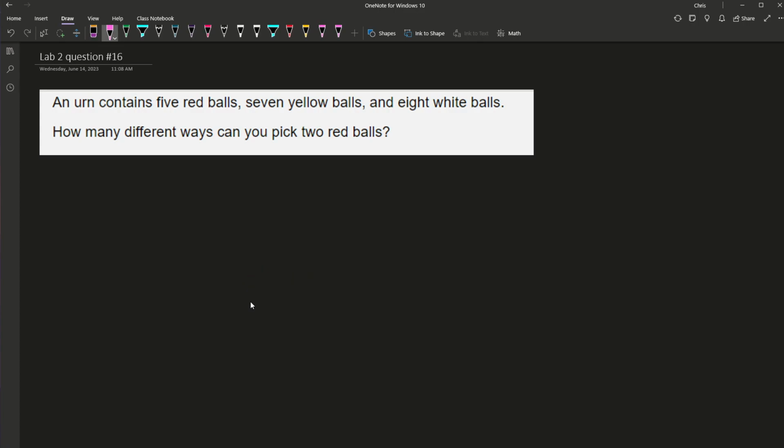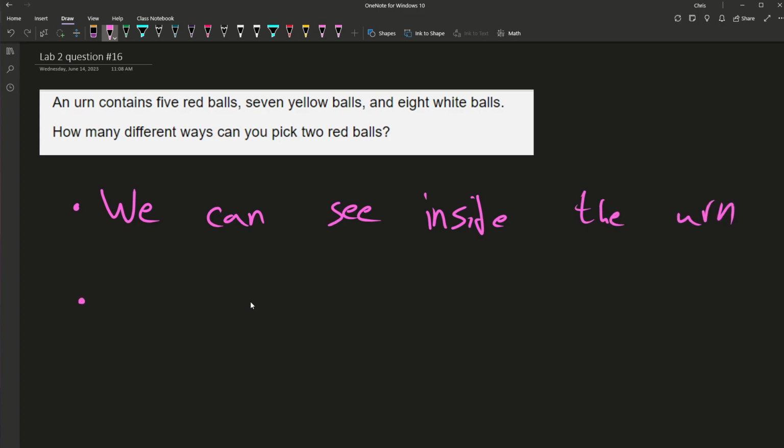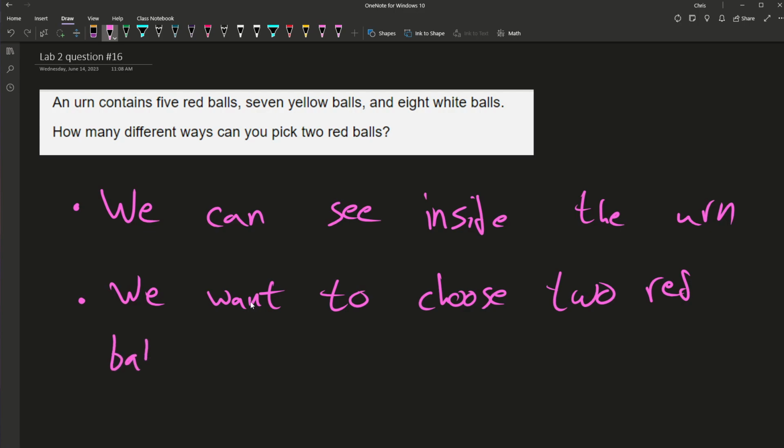So we're kind of working with some assumptions here. Our assumptions are we can see inside the urn. We want to choose 2 red balls. So we want to just choose 2 red balls. We're ignoring the others.